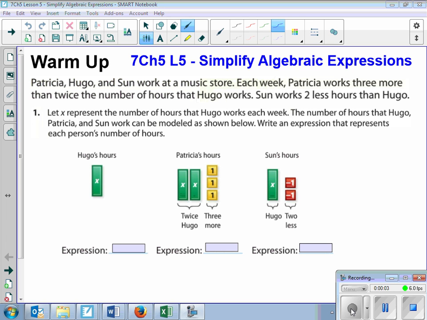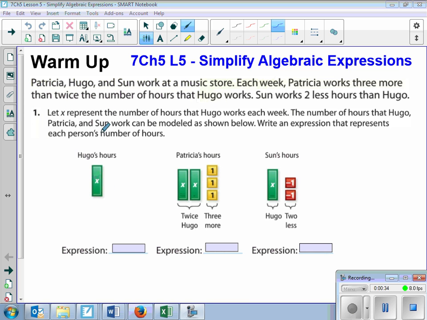All right, so Chapter 5, Lesson 5 is Simplifying Algebraic Expressions. Patricia, Hugo, and Son work at a music store. Each week, Patricia works 3 more than twice the number of hours that Hugo works. Son works 2 fewer hours than Hugo. We're going to define our variable as x being how many hours Hugo works. So here Hugo is x.